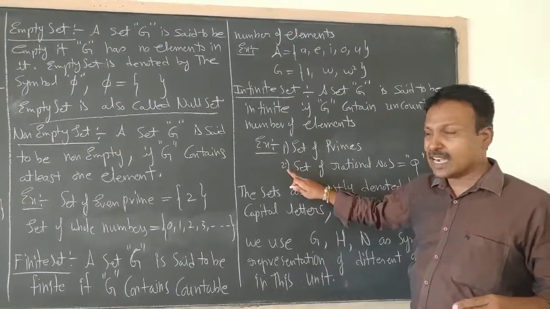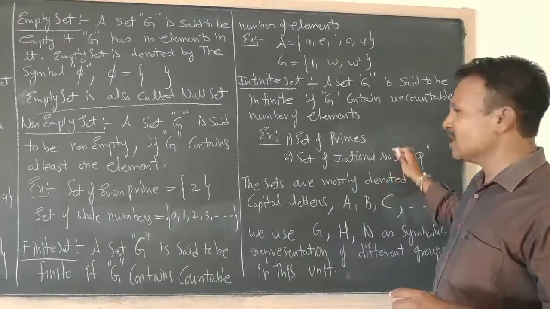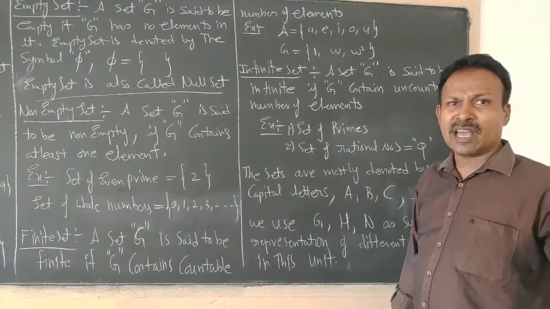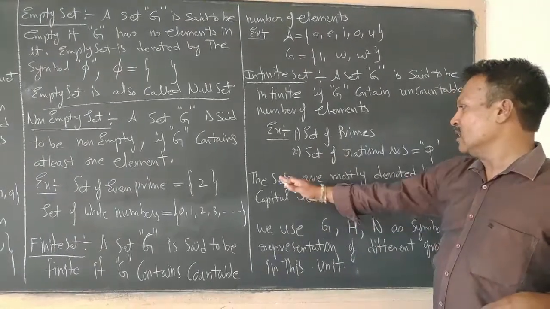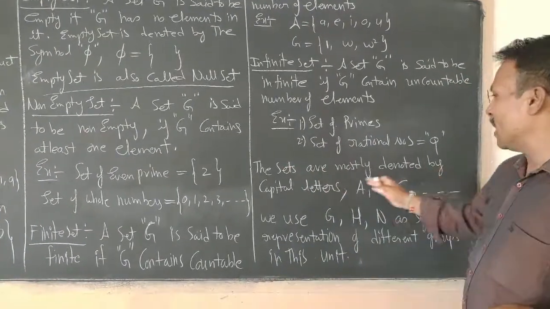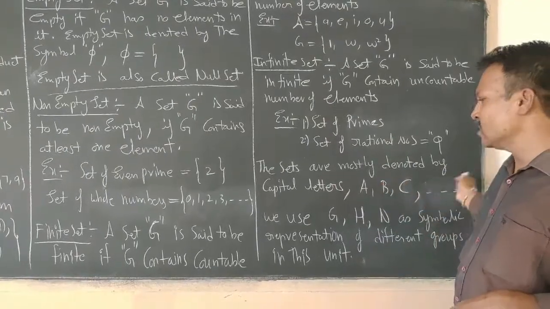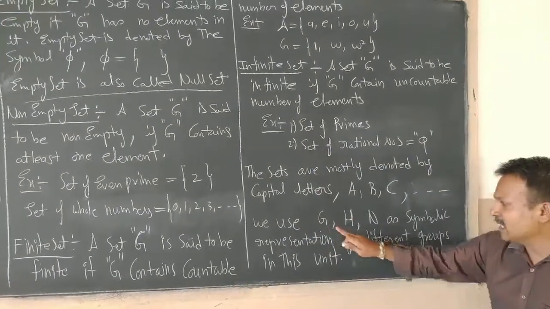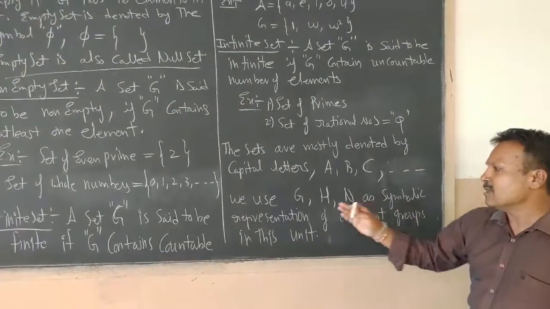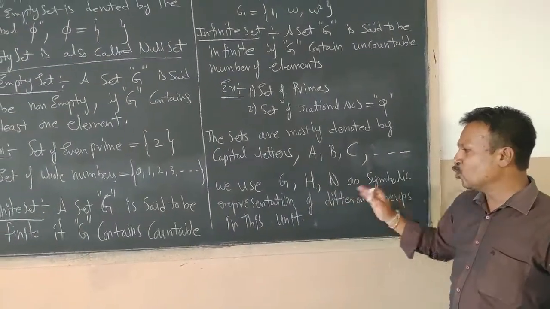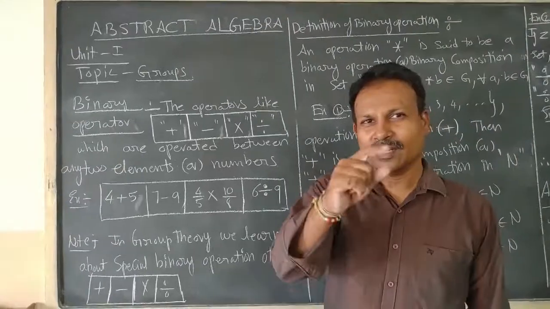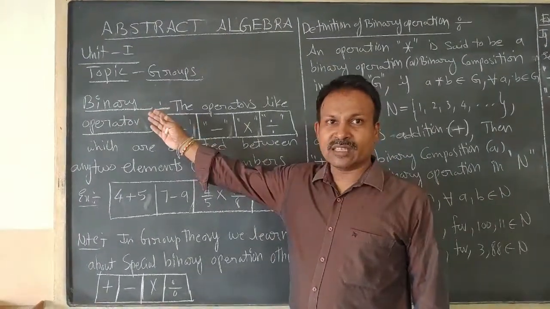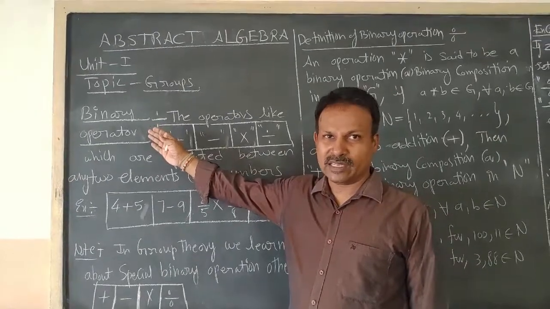If I go for second example, the set of rational numbers denoted by capital Q. The rational numbers, as we know, are many and uncountable. Therefore, the sets are mostly denoted by capital letters, capital A, B, C, and so on. In group theory, we mostly use capital G, capital H, capital N as symbolic representations of different groups in this unit. If we move further, let us know about the next definition, that is binary operator.